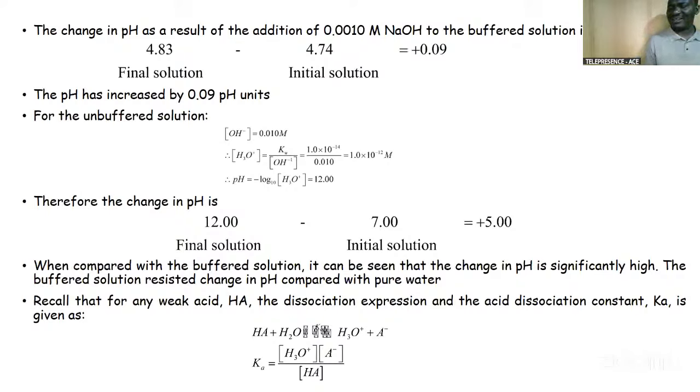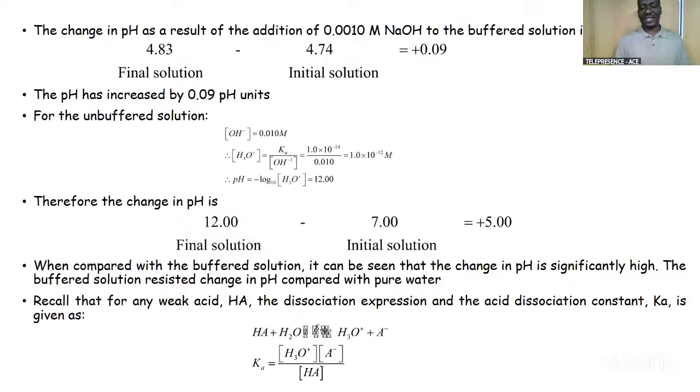I'll go over that again. The question says you're adding that same amount of sodium hydroxide to water, and the pH becomes 12.0. And you know that for neutral water without anything added to it, the pH is 7.0. So because of added sodium hydroxide, the change in pH is now 5.0. That's 12 minus 7. Take note of that. Now go back to the buffer solution. You've added the same amount of sodium hydroxide, and you find that the change in pH is 0.09. So when you compare the two together, you will see the importance of a buffer solution.